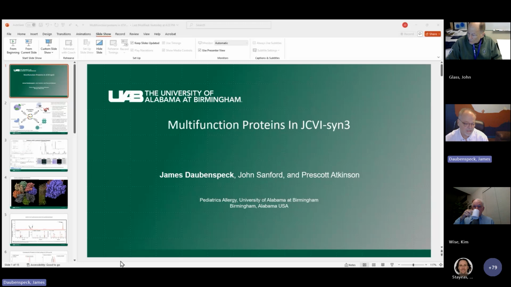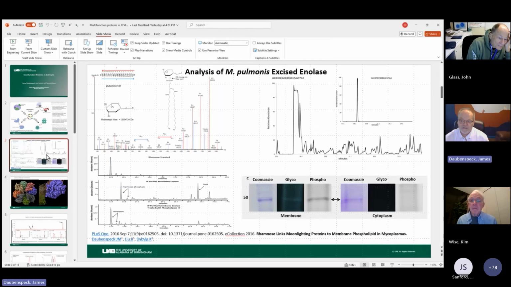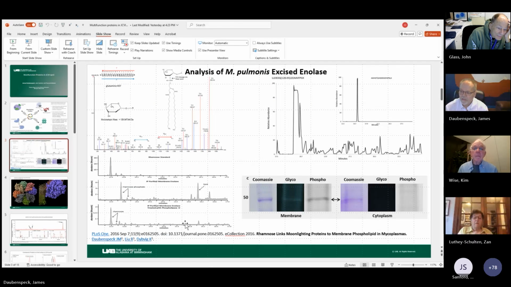Now, there's a number of ways this can happen, right? And I'm not going to spend a lot of time on this because I don't have a lot of time. So we first found this phenomenon in 2016 in Mycoplasma pulmonis. This is published from there. This molecule right here attaches to the protein and links it to the membrane surface.